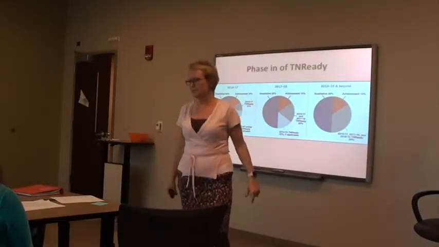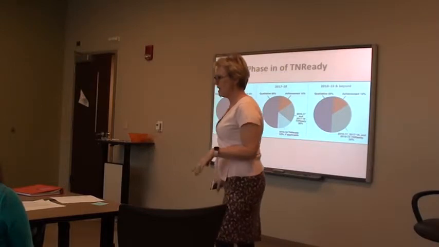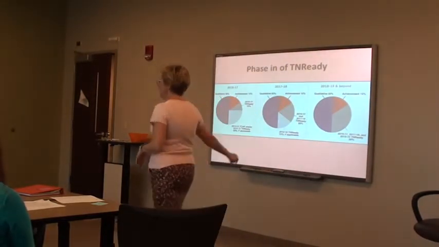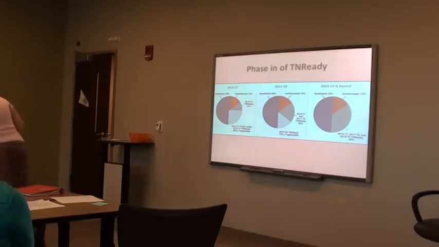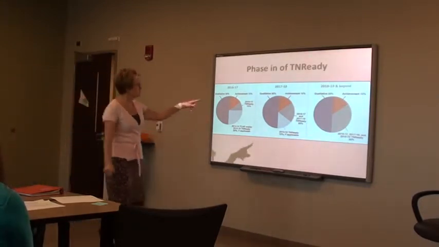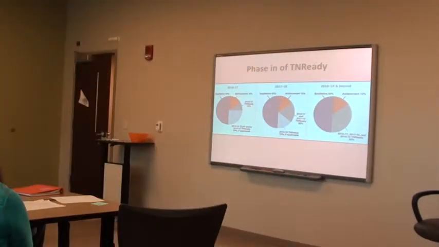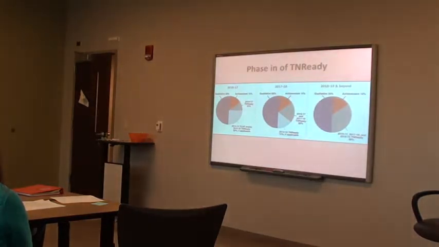You've got a handout on your table there. It doesn't have the colors because I don't have a color printer. It should be a bigger one. I'll give you one. It looks just like this, and if you look at the screen there, the gray portion, you see how the dark gray portion increases over time? So that's the TN Ready.